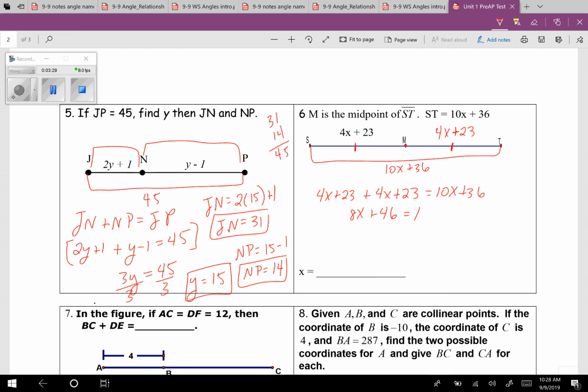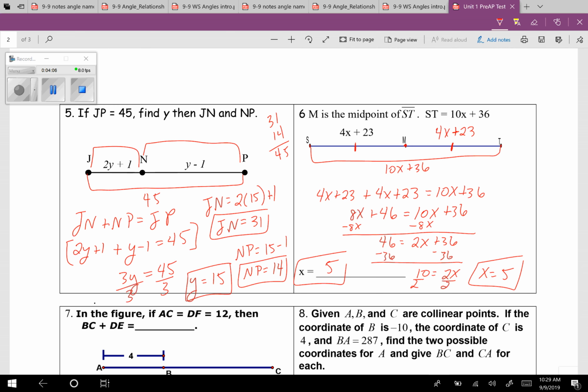So then we'll go on ahead and we will combine like terms. So take this 8x over here. So we get 46 is equal to 2x plus 36. So take away 36 from both sides. So 46 minus 36 is 10. So 2x is 10. So therefore divide by 2. And you get x is 5. Okay, x is 5.